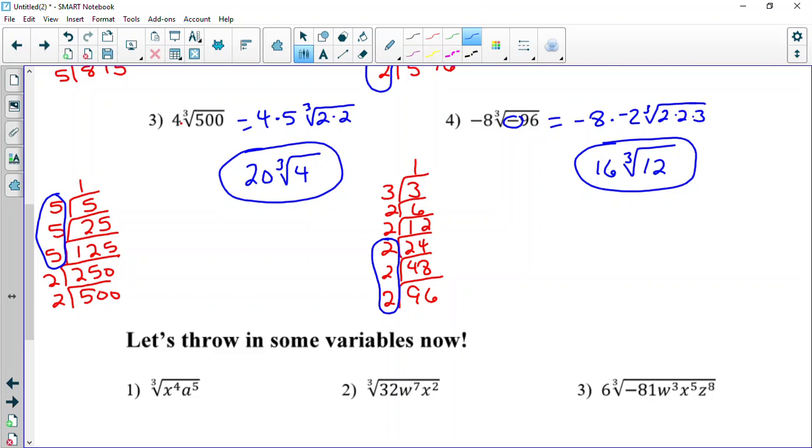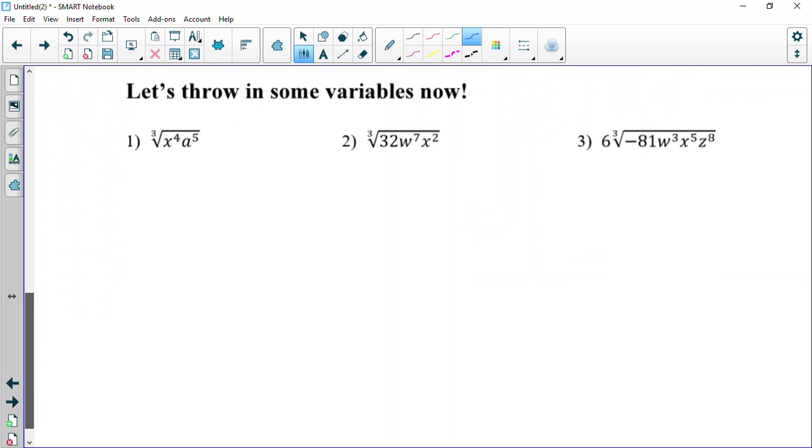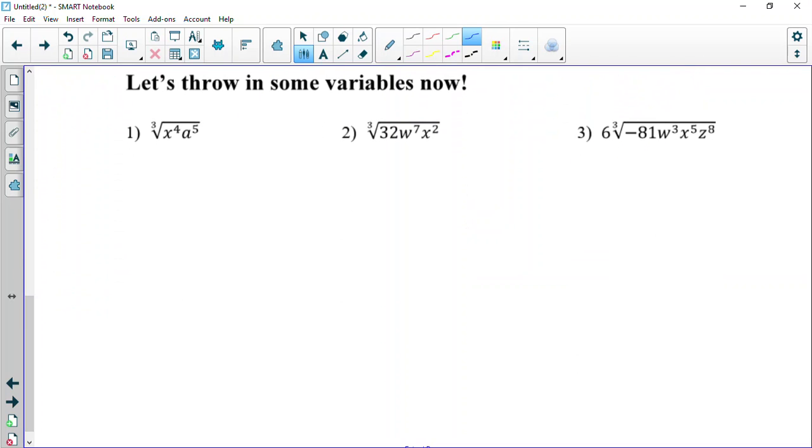Done. Alright, let's throw in some variables. So variables, it's going to be the same type of situation that we had with square roots, except, again, we are just looking for cubes. Right, so we're going to just be looking for triples. And so, I'm going to break it down like I did. There is a shortcut way that you can do this. You may need to do a little more thinking though.